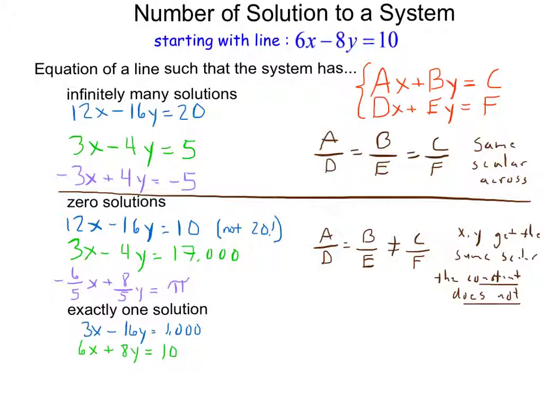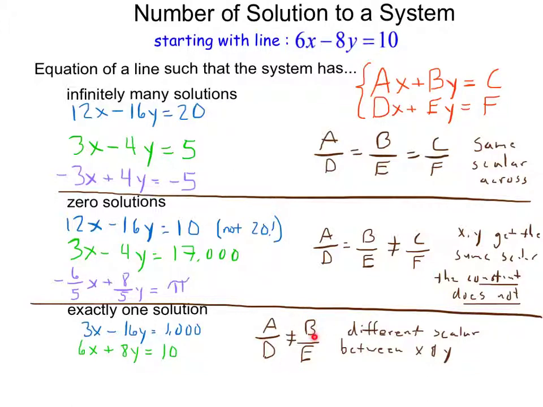So let's summarize this one. You need a different scalar between x and y. And as long as these ratios, so from here to here, here to here, you're using a different scalar, it actually doesn't matter what you use at the end there.